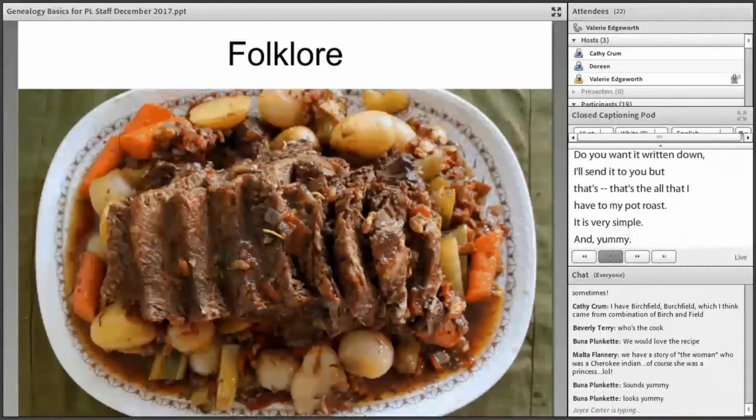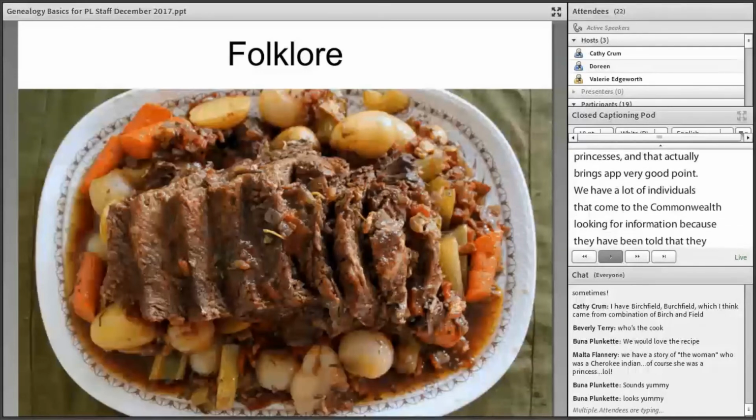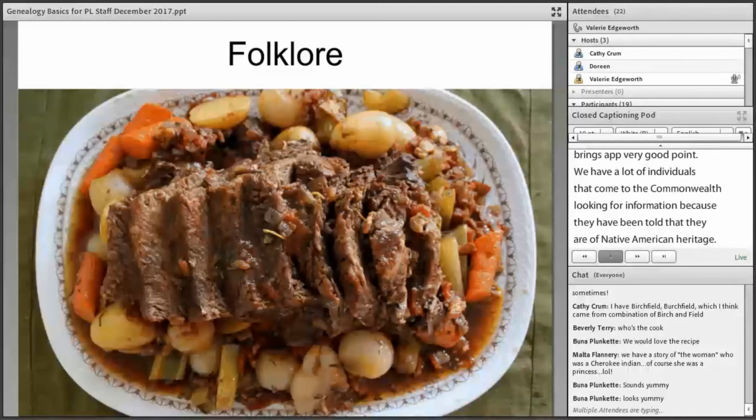Let's see, we've got the story of the woman who was a Cherokee Indian. Oh, yes. Most Cherokee Indians are princesses. That actually brings up a very good point. We have a lot of individuals that come to the Commonwealth looking for information because they've been told they're of Native American heritage. The state did not keep any sort of records or documentation on that.